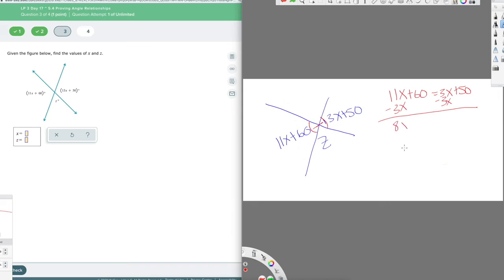Yeah, I almost said nope, but that was true. It is 8x plus 60. 3x minus 3x cancels and we get 50. I'm going to subtract 60 from both sides. 60 minus 60 cancels. I have 80. Let's see, that's going to give us a decimal. What did I mess up here?